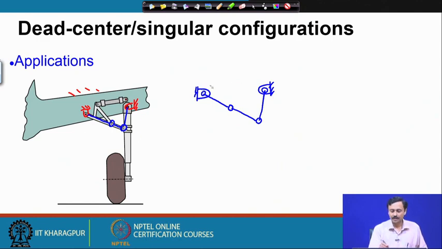So, essentially what I have drawn here, I have repeated here as another kinematic diagram. So, here you see this is an extreme configuration for this link. This cannot move in the counterclockwise sense anymore. It can move back, but it cannot move in the counterclockwise direction. This is an extreme configuration. So, we have this in the aircraft landing gear.